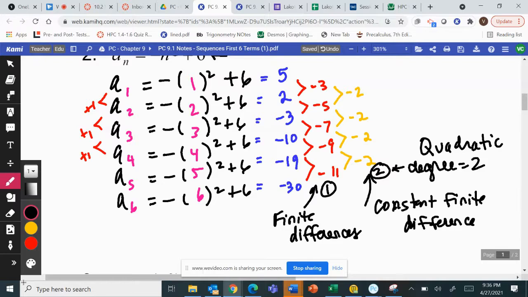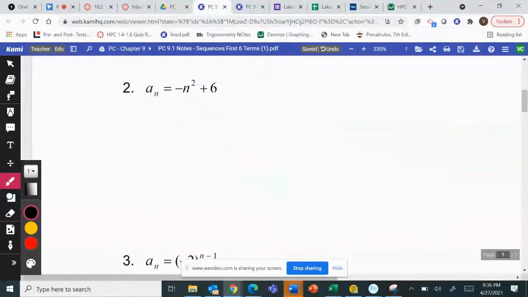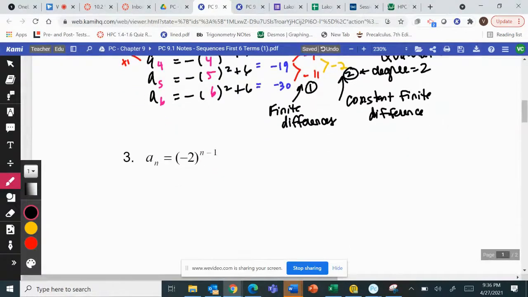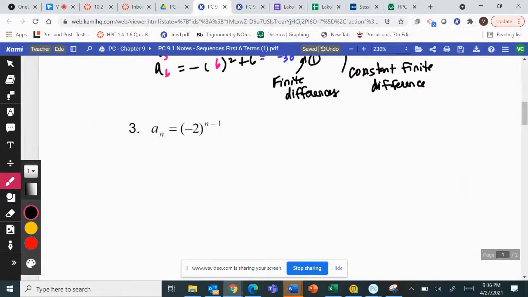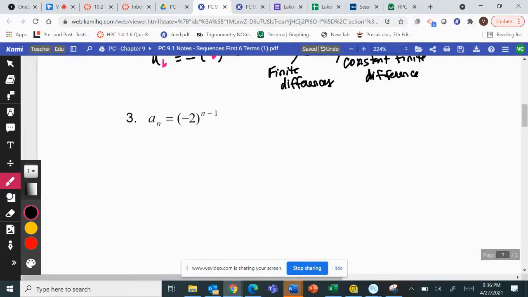So just having to take them once would be linear. Taking them twice would be quadratic. If you had to do it 3 times, that would be cubic. Okay, the rest of these, well, not every single one, but the next few you should be working out on your own.